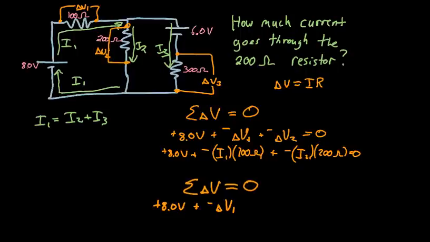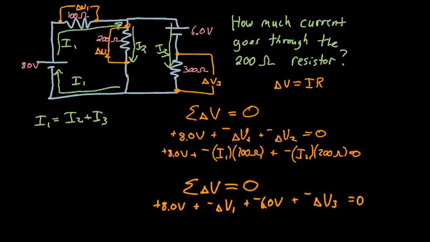So on this one, we're going from long to short, so that means we're actually going to be decreasing in voltage. So that would be plus a negative 6.0 volts. And then we go through the 300 ohm resistor, and we called that voltage drop V3. So that's plus a negative delta V3.